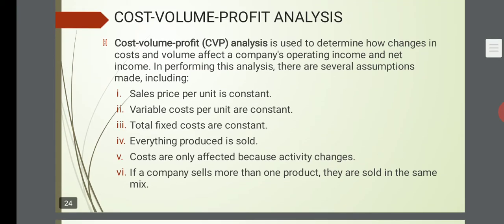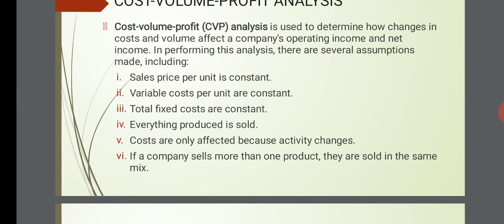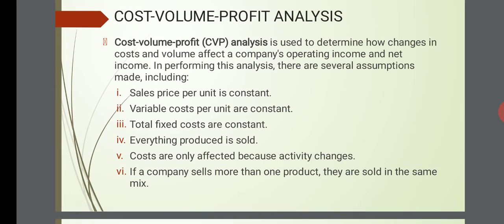Now let us go to cost volume profit analysis. We have gone through this concept in an elaborate manner in the classroom. Cost volume profit analysis is used to determine how changes in costs and volume affect a company's operating income and net income. In performing this analysis, there are several assumptions made, including: sales price per unit is constant, variable cost per unit is constant, total fixed costs are constant, everything produced is sold, and costs are only affected because activity changes.